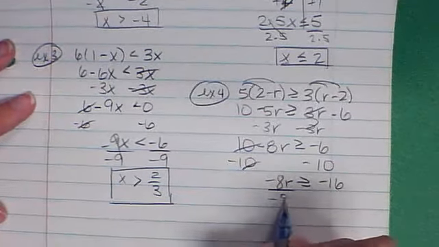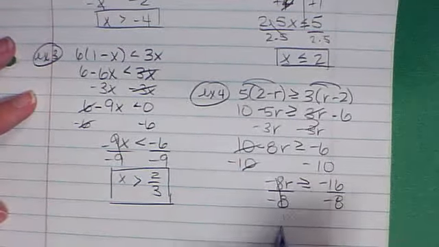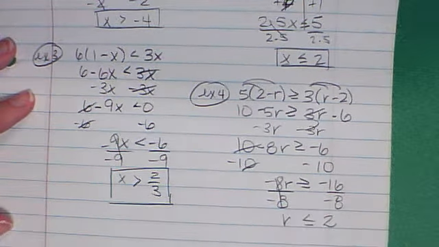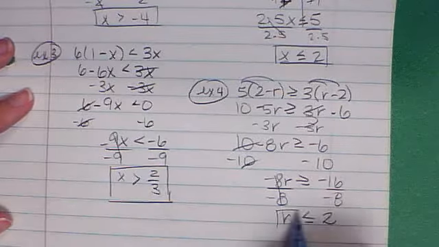I'm going to divide by my negative 8 so that r is by itself. On the other side, I've got positive 2. And again, I flipped my sign because I was dividing by a negative.